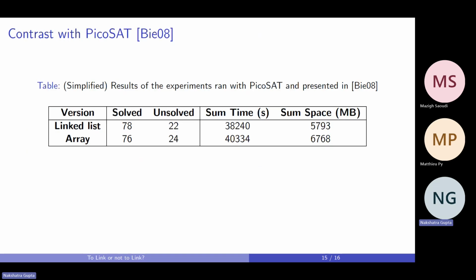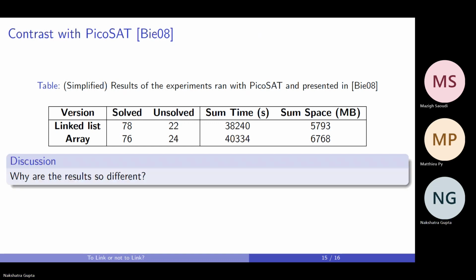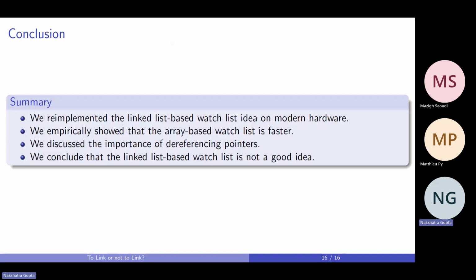Now, one interesting thing is that in the PicoSat paper, the linked list actually performed seemingly better. It's working again? Okay. I think you scared the microphone. It behaves. So I would like to discuss with people in the room as to why that is, because maybe I made a mistake in my implementation and it could be more efficient. But this is a little bit puzzling for me.